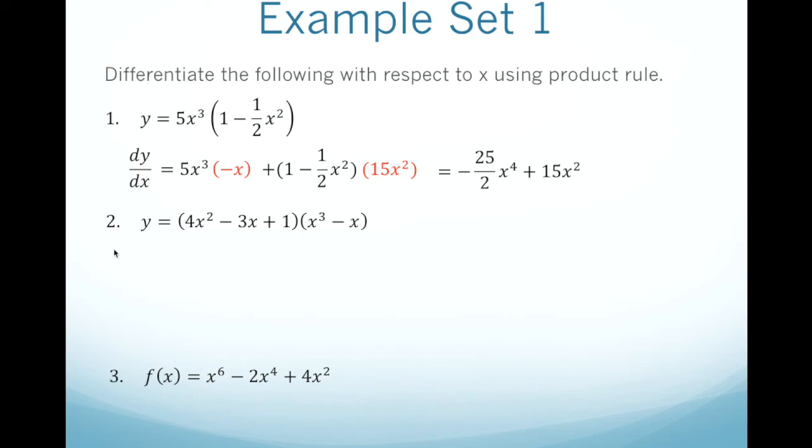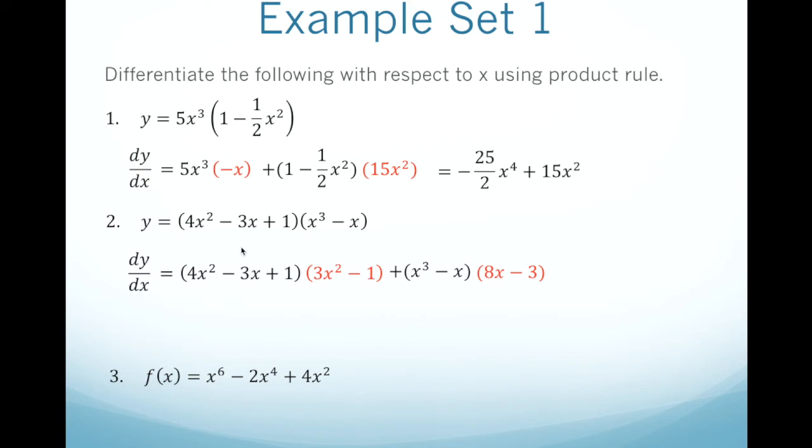Okay, now let's go to number 2. So the derivative of y with respect to x. Again, copy the first function, and then this is going to be multiplied to the derivative of the second function, which is going to be 3x squared minus 1, then added to, copy now the second function, and then multiply to the derivative of the first function, which is going to be 8x minus 3.